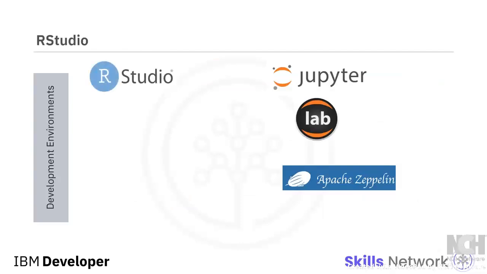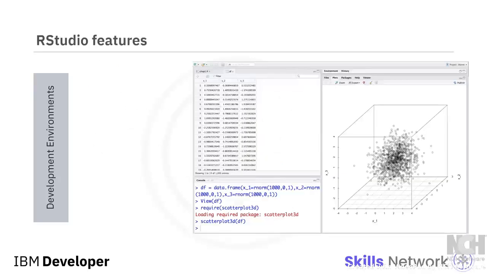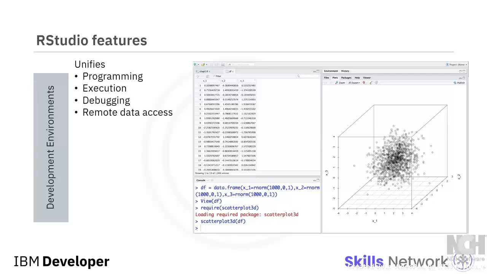RStudio is among the oldest development environments for statistics and data science. RStudio has its origins in the year 2011. It exclusively runs R and all its associated R libraries. In the R environment, Python development is possible. R is tightly integrated into the tool and provides an optimal user experience. RStudio unifies programming, execution, debugging, remote data access, data exploration, and visualization into one tool.